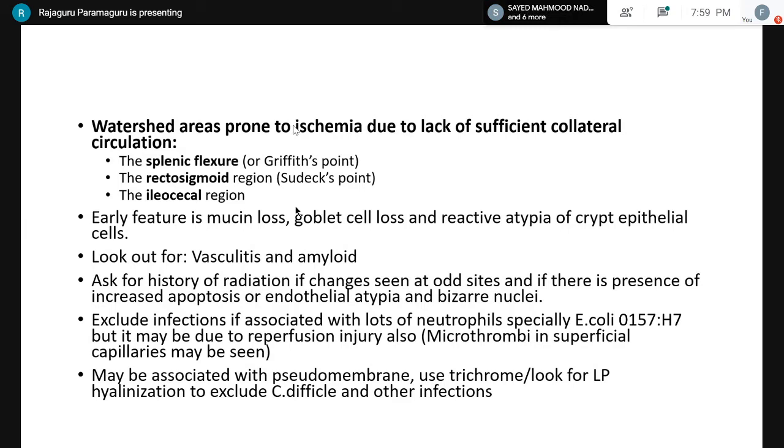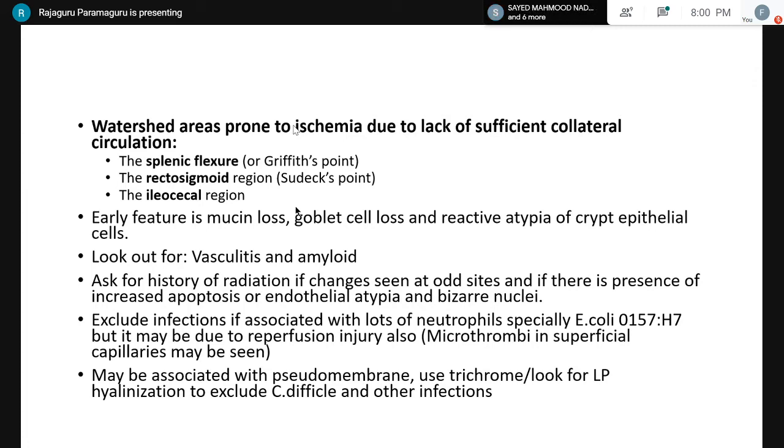And two infections can have features which look like ischemic colitis. One is the E. coli infection, particularly the O157:H7 strain, and specifically you will be able to see some microthrombi in the superficial capillaries of the lamina propria. But again, you will be able to see a lot of neutrophils in the lamina propria in an infectious colitis.